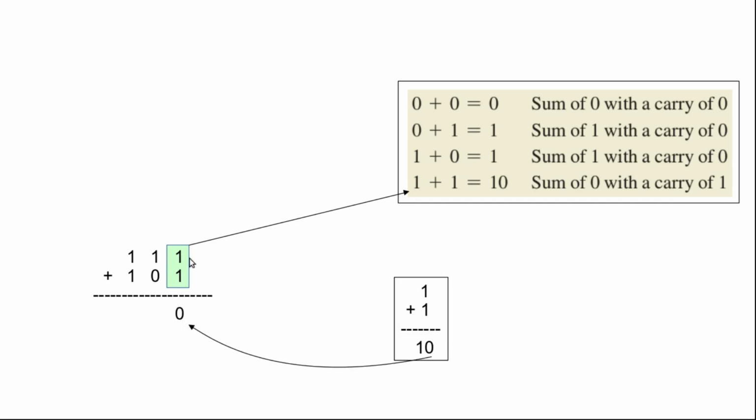and the first stage also creates a carry of 1, and this carry will be provided as an input to the second stage. So please remember this. What we are doing is, whatever is the carry out from the first stage, we will provide it as the carry in for the second stage.